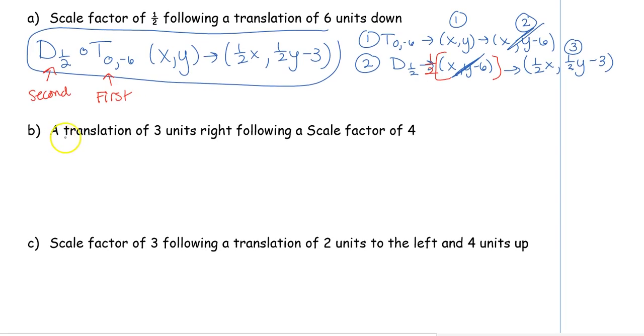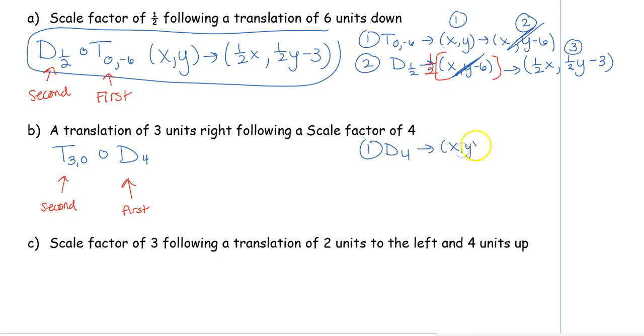So let's try that again. A translation 3 units right following a scale factor of 4. So a translation 3 units right, so I'm moving right 3, up, down, none, following a dilation with a scale factor of 4. This is what I do first. This is what I do second. When you write it in the order in which you see it, but the first thing comes second, the second thing comes first. So the first thing I'm going to do is a dilation by 4.